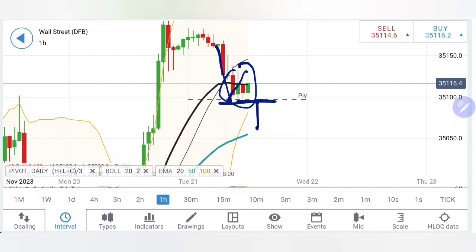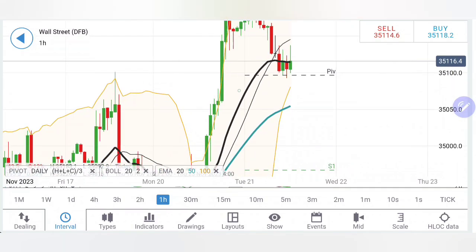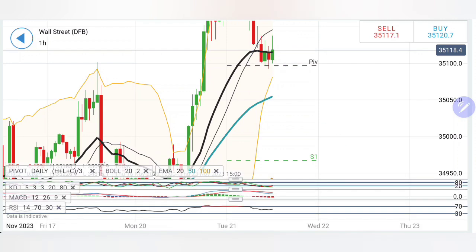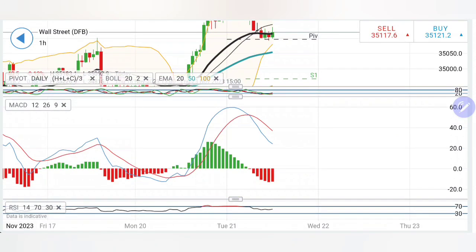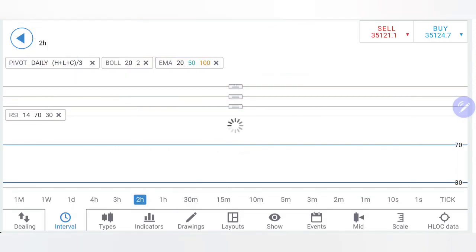Below 35,090, stay short, stay bearish in US30. We are looking forward to 35,050 and 35,000 levels and below. Yes, right now it is consolidating. It is not yet bullish, very clear. The stochastic is rising from the oversold, MACD has crossed over at the top, trying to trade with divergence and bearishness. RSI is looking upwards as well.